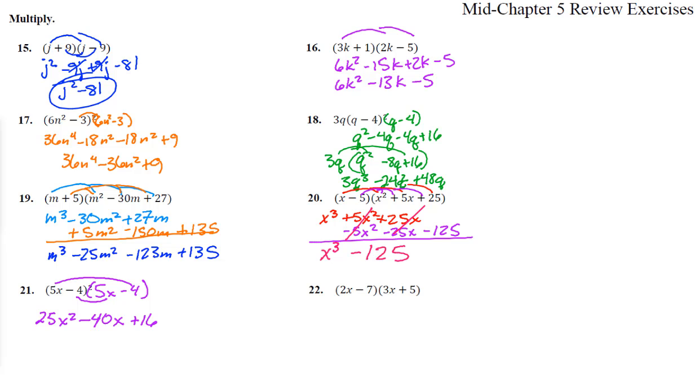All right, and number 22, what is the final one? 2x times 3x, that's 6x squared plus 10x. That's those two. And then these guys, we get a minus 21x minus 35. So you get 6x squared minus 11x minus 35. Okay, good.